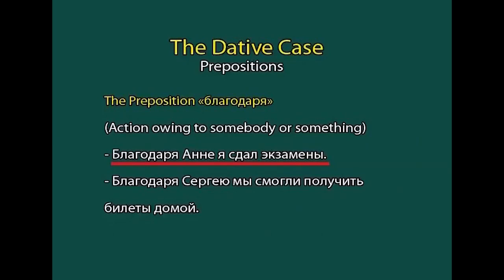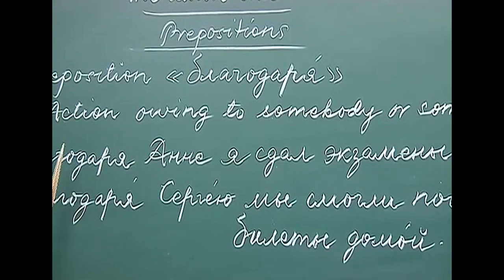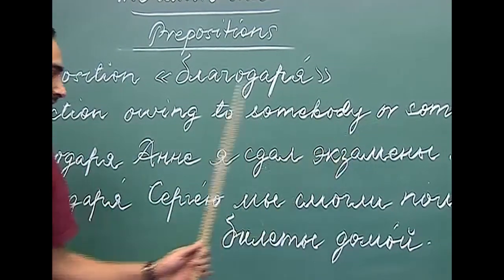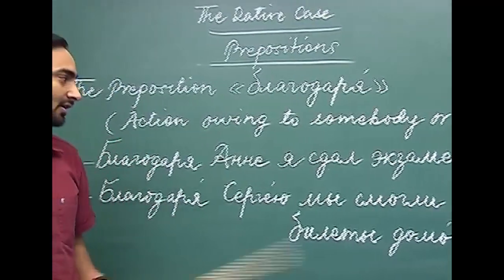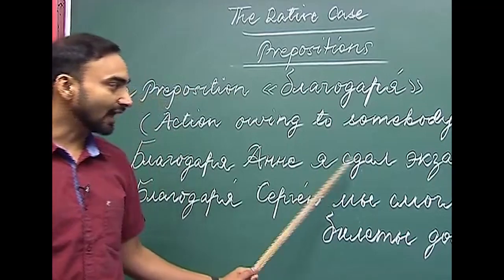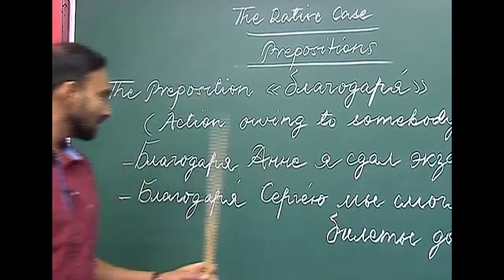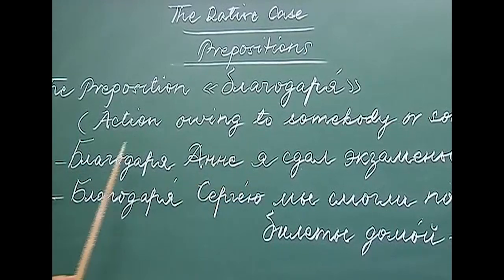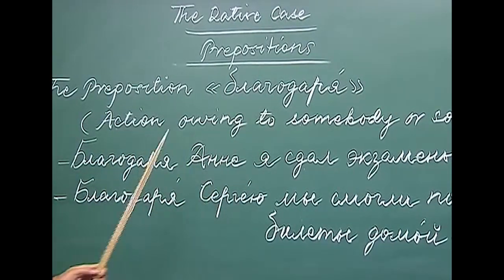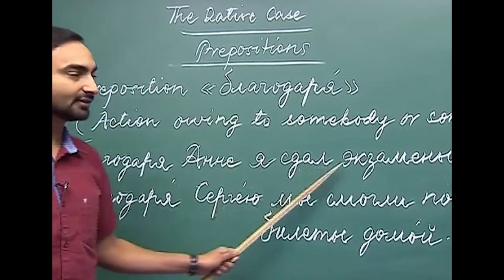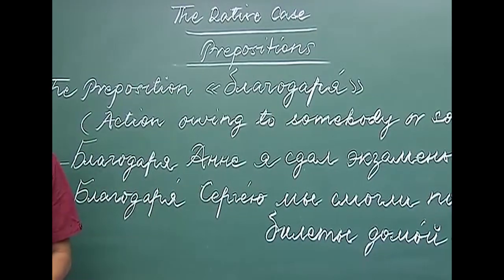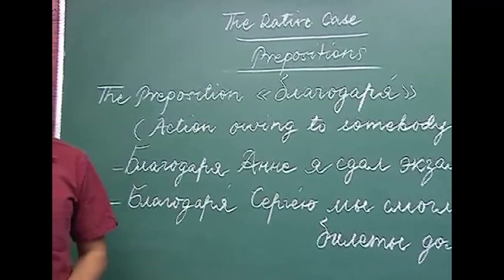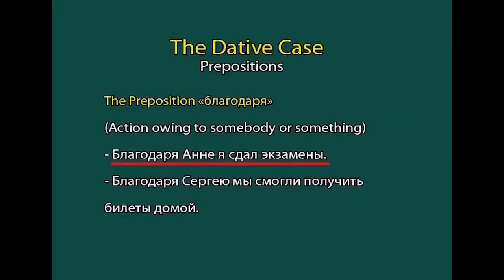Благодаря Анне я сдал экзамены. Сдать is the perfective aspect of сдавать, which means to pass the exam. Сдать is to pass the exams. Благодаря Анне, so, thanks to Anna or because of Anna, I passed the examinations. So, here благодаря could mean either thanks to or owing to or because of or due to. So, because of Anna, I passed the examinations.